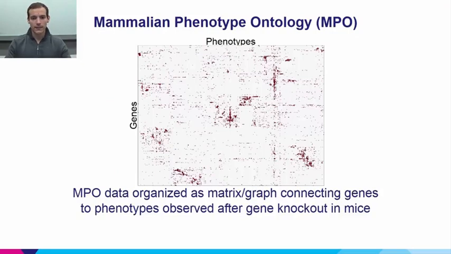And in this next slide, we see the heat map where the rows correspond to genotypes. In this case, it's just showing gene knockouts, and the columns correspond to different phenotypes. And so what we see with these red spots on this heat map is where particular gene knockouts cause particular phenotypes.